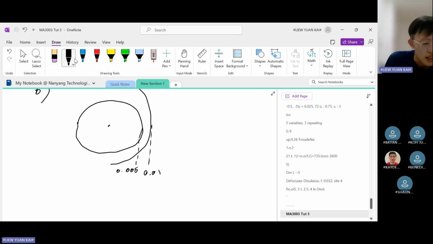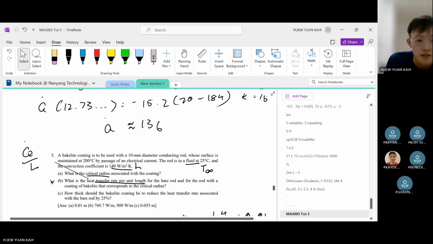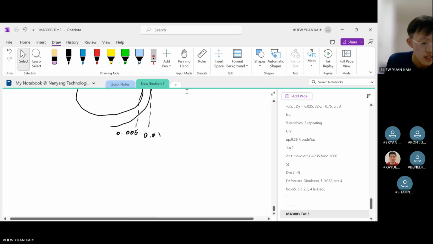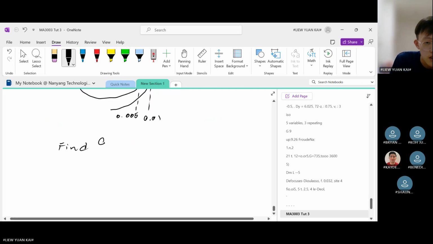And then remember the temperature that they give us here? They say it's 200 degrees Celsius. Yeah, that's what the question said. So now they want us to find Q per L. And how do we do that? We just use Ohm's law. Remember Ohm's law is given by this, which is delta T over the total resistance.